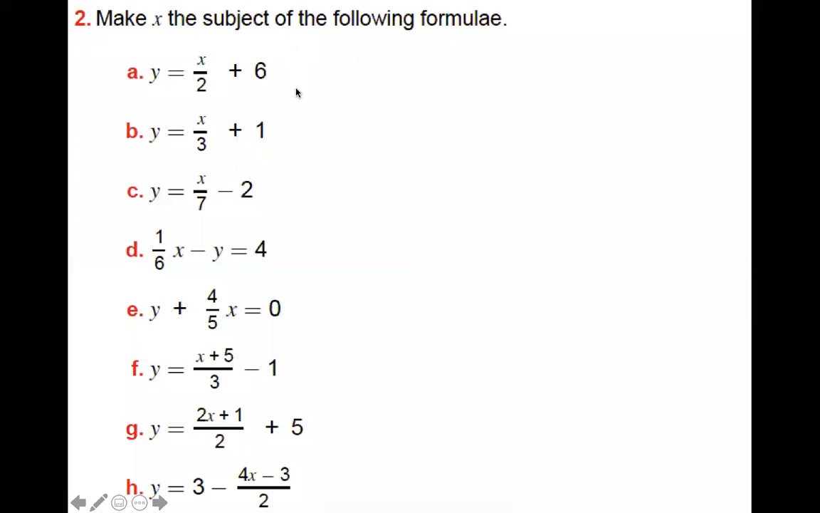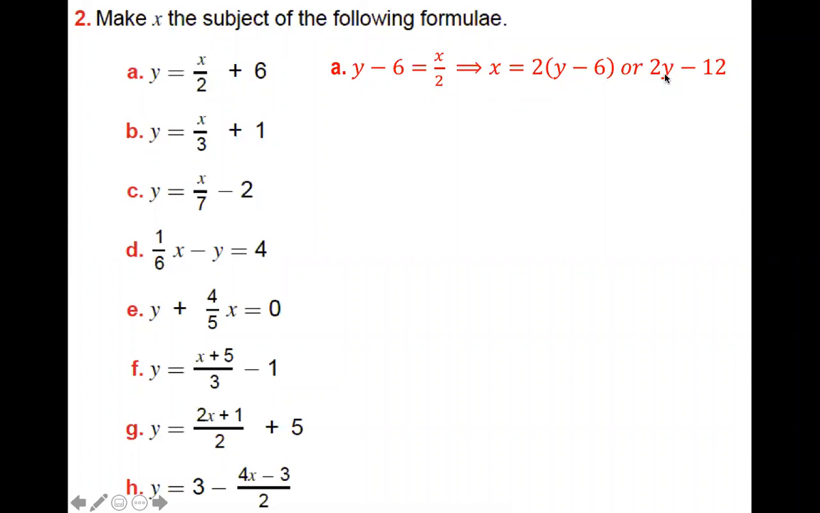Yeah, so for this case here, we're just going to take away 6 on both sides first. Then you get your y minus 6 equal x over 2. X over 2 just means dividing. So the opposite of dividing is multiplying. And this time you see where those brackets come in handy, because you times both sides by 2. You times basically the whole y minus 6. So you can write it as x equals 2, open bracket, y minus 6, or you can get rid of the bracket, but you need to write it as 2y minus 12.